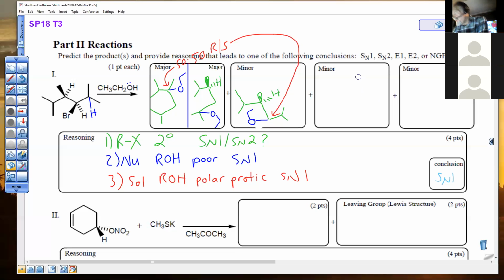Minor. Uh-oh, we're out of options. What do we do? Oh, that's right. For every SN1 reaction, the minor is E1. So just take a look at the cations that we talked about. Don't put them in the boxes. Cations will not get you points on this question. Three cations to choose from, so you could make many minor products in this question. One of the cations was here. One of the cations was here.